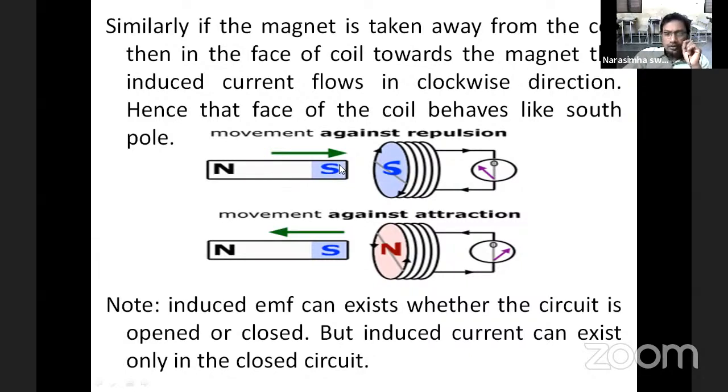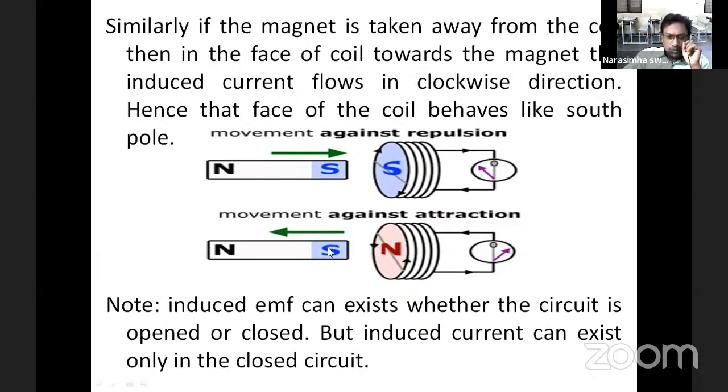Now the south pole, how will it behave? See, the south pole is approaching the coil. Then this will be clockwise direction. Then the polarity of this magnetic field will become south, and both will repel each other.